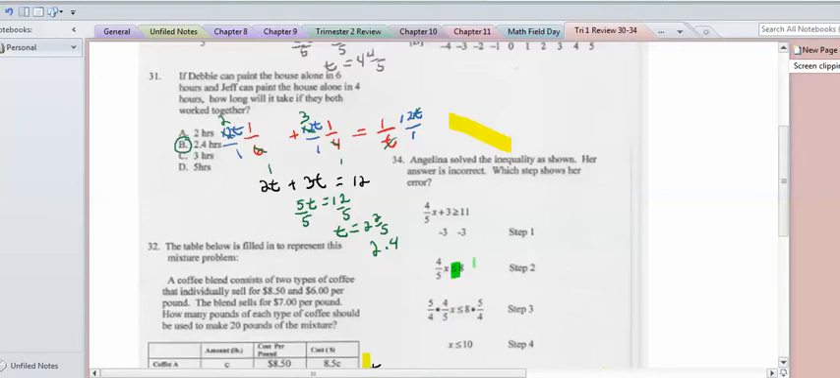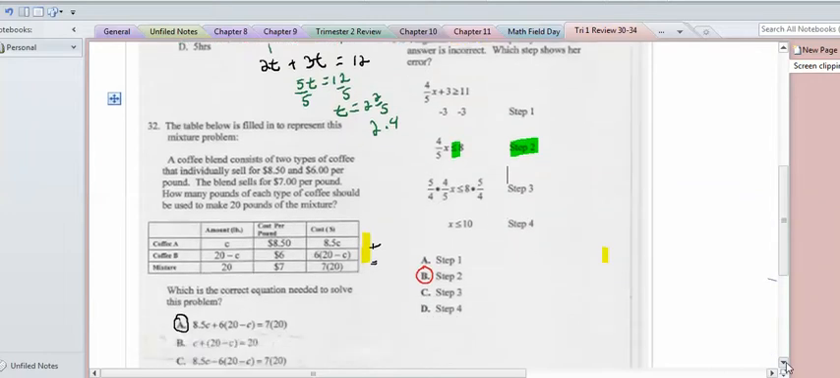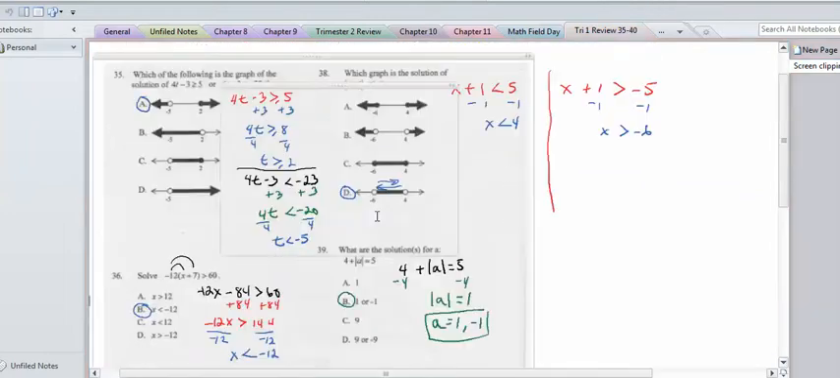She was not supposed to do that. Only time you flip your sign is if you add or subtract or multiply or divide by a negative number, and she didn't multiply or divide by a negative number. So step 2 is the incorrect step. Alright, we're almost getting there.